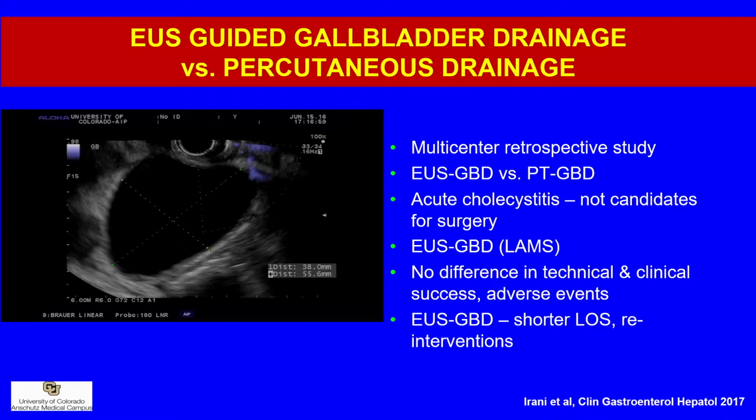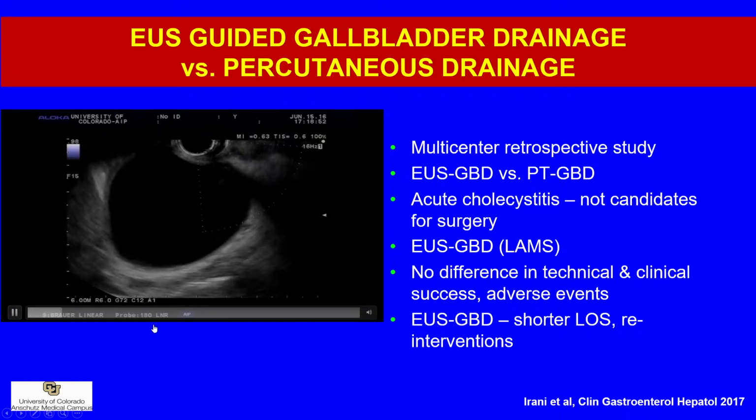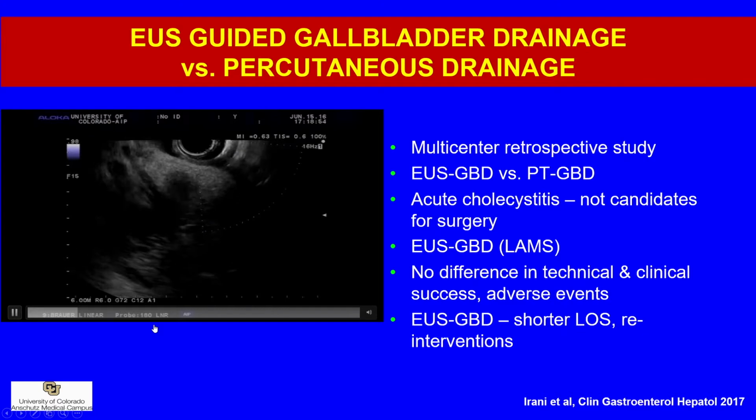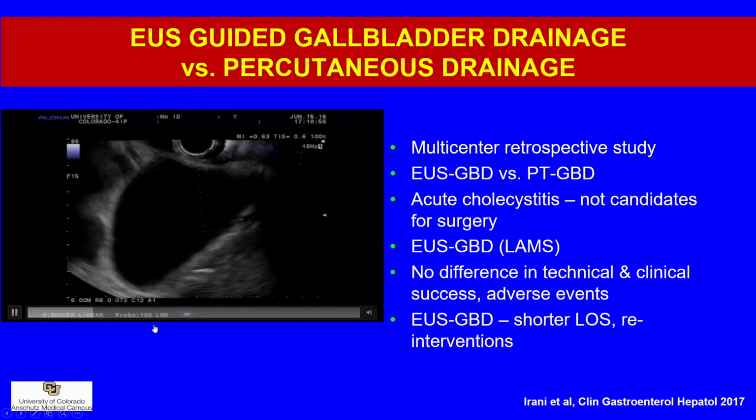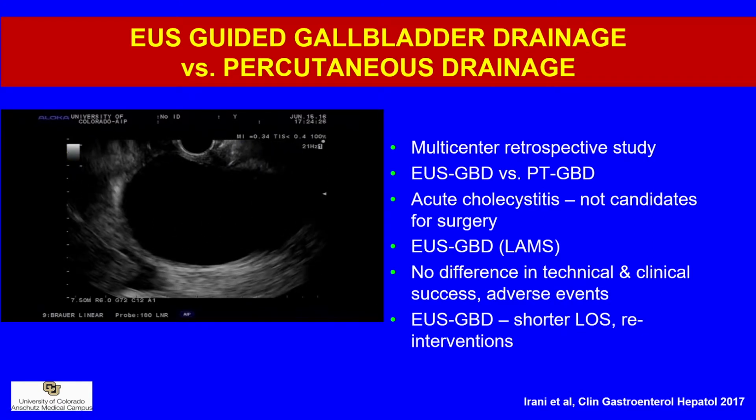Up until now, we've had observational data, mainly from multi-center retrospective studies, that this is feasible. You can actually achieve a high level of clinical and technical success by draining the gallbladder using an EUS-guided approach. Here's a patient that was cirrhotic, too sick to undergo a surgical procedure, a cholecystectomy at the University of Colorado, and was actually drained using an EUS-guided approach.